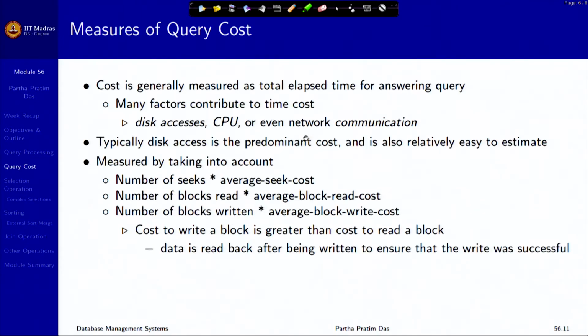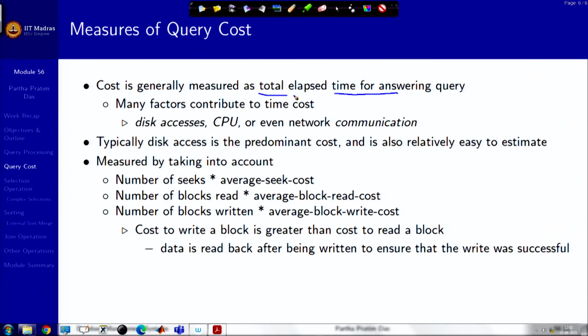So, what are the measures of cost? As I said, the cost typically is measured in terms of total elapsed time for answering the query. This could depend on many factors. For example, a primary factor is disk access: transferring the blocks from the disk to main memory, writing the block back, and the time taken by the CPU for the actual execution. There may be overhead due to network communication. Your disk may be somewhere else and your processing server somewhere else, and there may be network delays to transfer the data and so on.